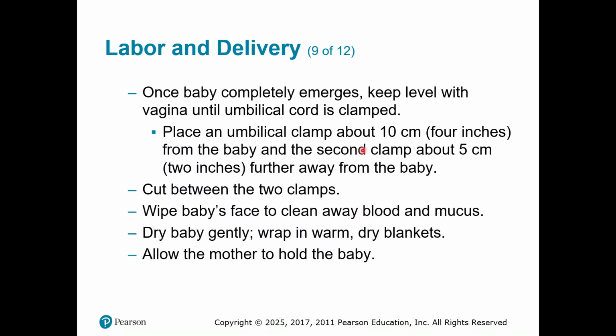Once the baby completely emerges, keep the baby level with the vagina until the umbilical cord is clamped. You're going to place an umbilical clamp about 10 centimeters or 4 inches from the baby, and a second clamp about 5 centimeters or 2 inches further away from your first clamp. Cut between the two. You want to wipe the baby's face to clean away blood and mucus. Dry the baby and use warm blankets if we can, and allow the mother to hold the baby.